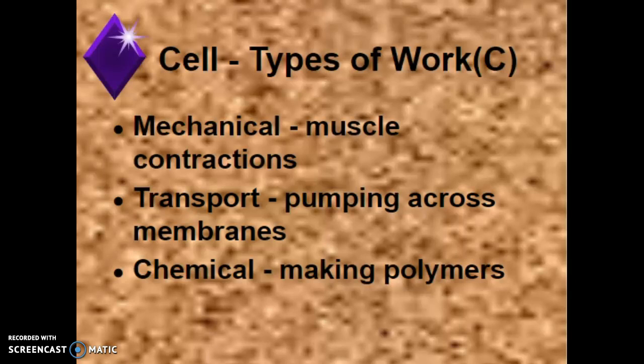A couple different types of work that we see. Remember, energy is the ability to do work, so what are we talking about doing? We could be talking about contracting muscles and movement and things like that. We could be talking about pumping hydrogen ions across a membrane, or pumping sodium and potassium across a membrane, any of those types of things. Or we could be making polymers, making things like proteins and things along those lines.